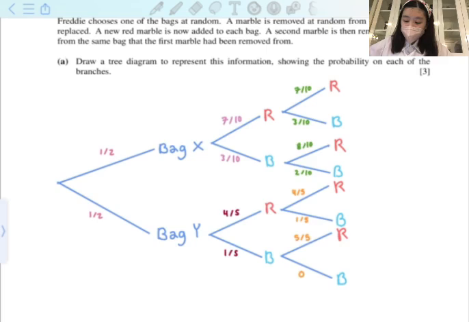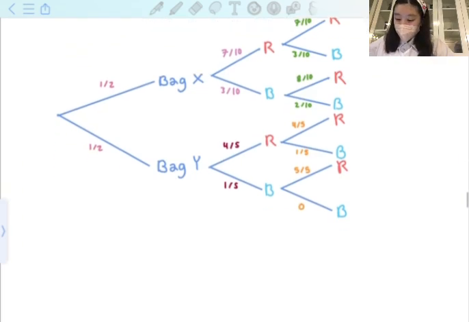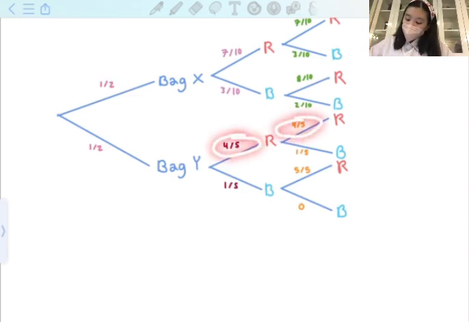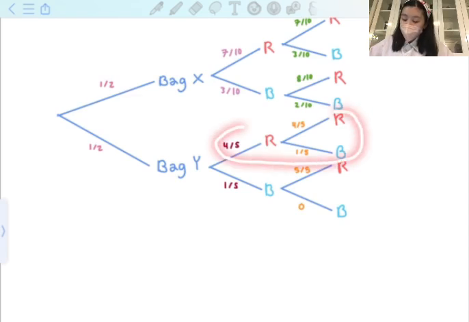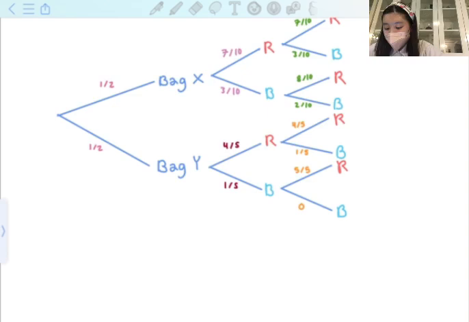Let's move on to bag Y. Now, bag Y has something interesting going on for it. When you see bag Y's double red or red blue selection, you'll notice that yes, the trend remains the same in general. The probabilities will still remain the same if red is your first draw, but when you go to the blue first draw, well, the 1 out of 5 changes into a 0 and the 4 out of 5 changes into a 5 out of 5.